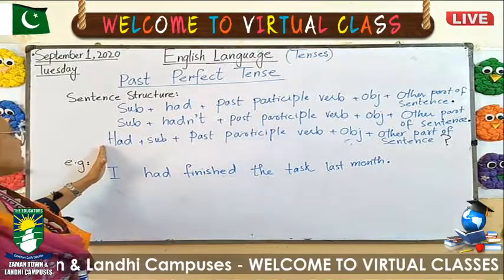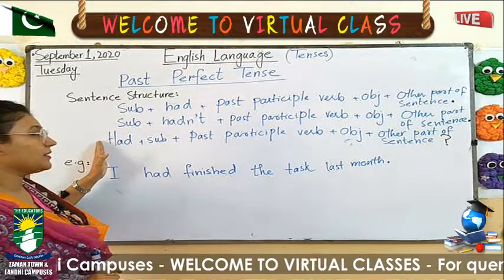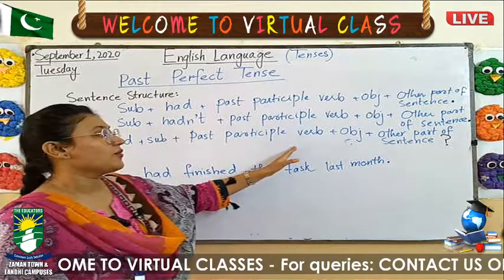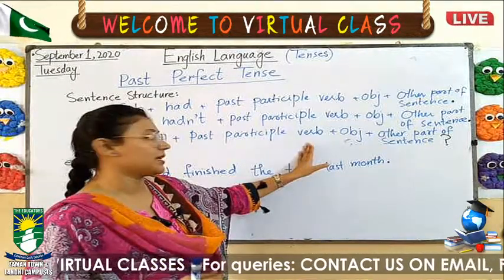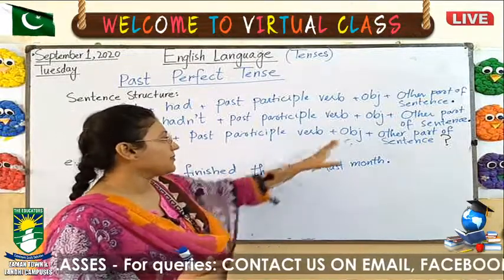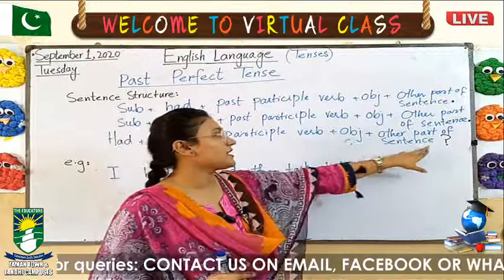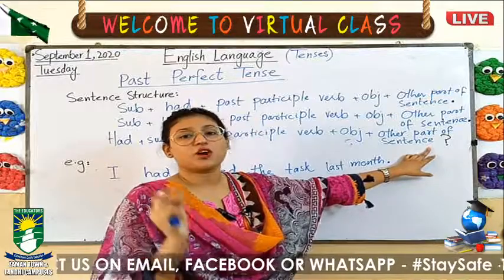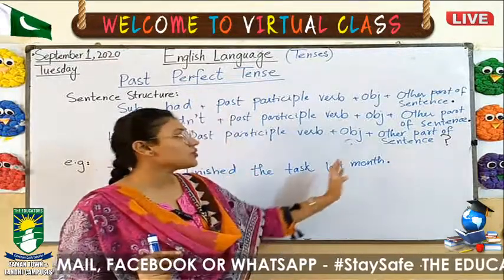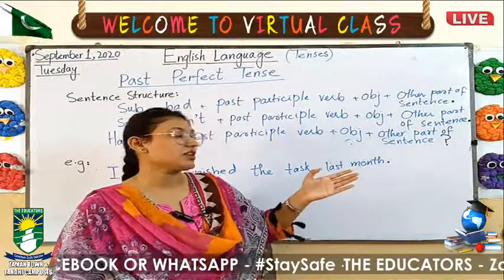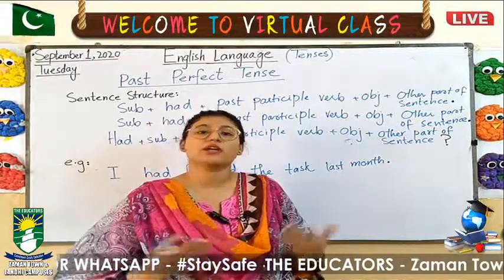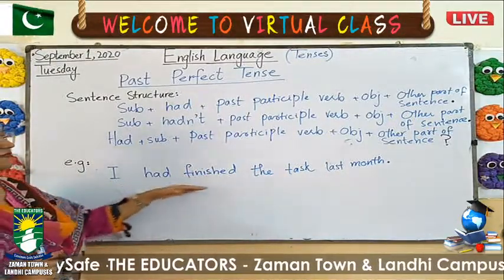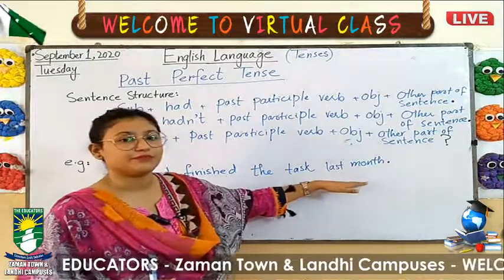In the question sentence, the helping verb will come out, and then subject, past participle verb, which is definitely called the third form of the verb, but I do not use that term because it is simply the past participle verb. Object, other part of the sentence, and question mark, which is an imperative part of question sentences. If you forget to put it, it means your question sentence wouldn't be a question sentence. Fine.